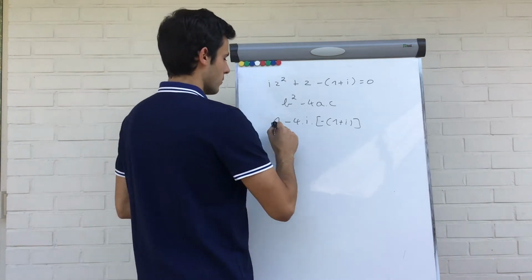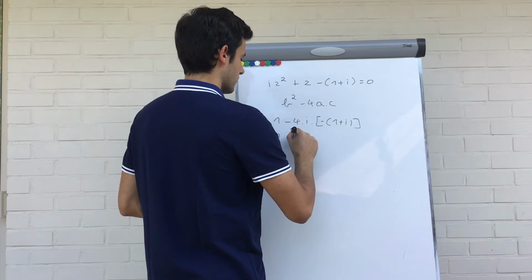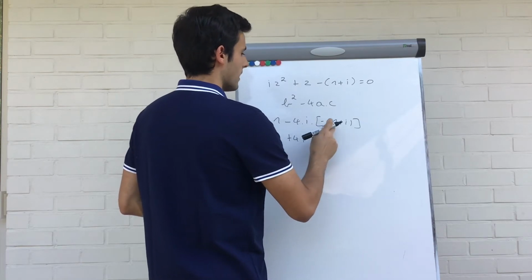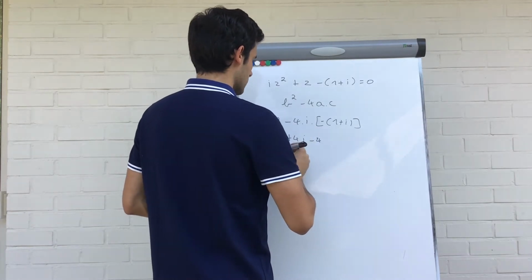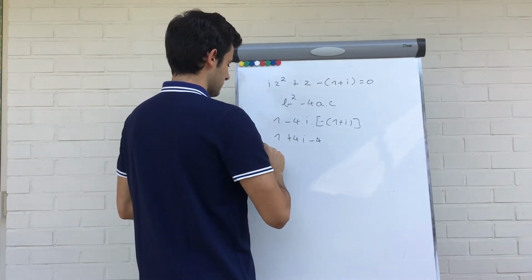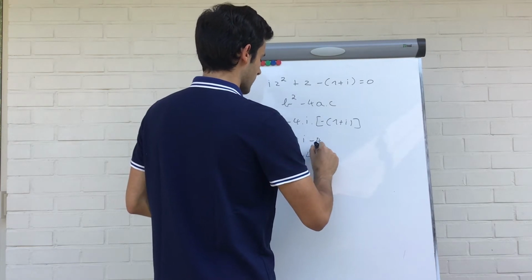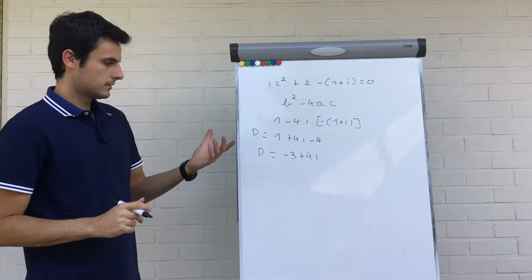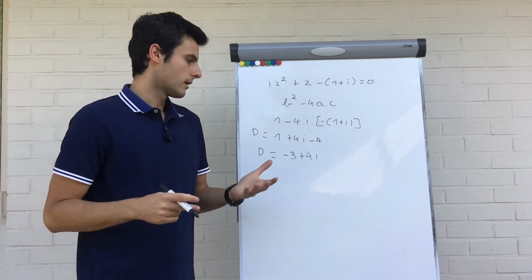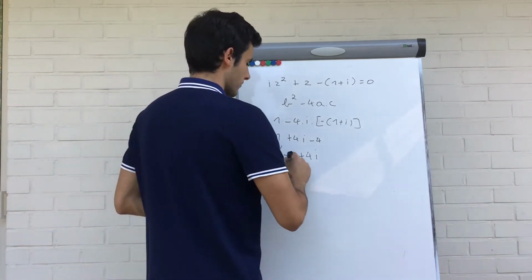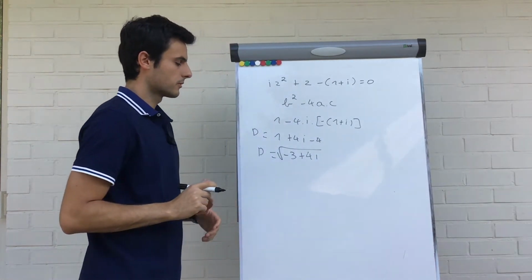So we get 1, minus minus becomes plus, so we get plus 4i. i^2 is -1, so we get -4. So we get that the discriminant is equal to -3 + 4i. Now, this is a problem because we need the square root of -3 + 4i.